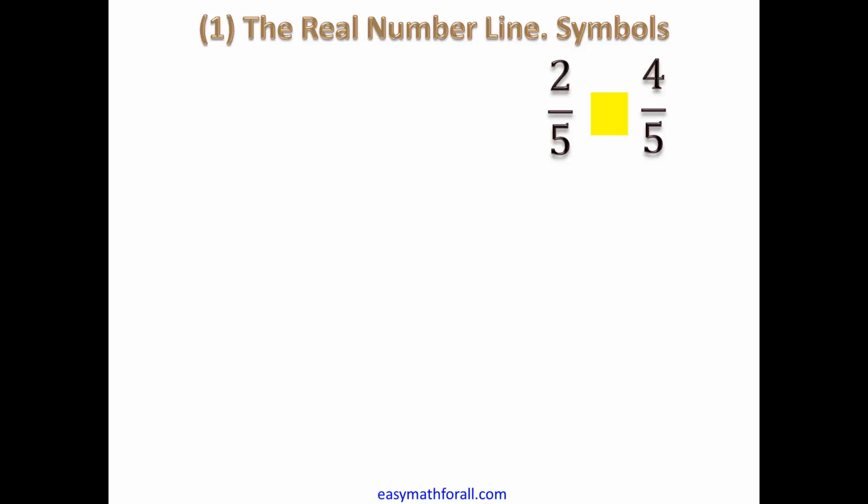Comparing fractions is simple when the denominators are the same. Let's look at this example. First fraction is 2 over 5 and second is 4 over 5. To answer your question about which fraction is larger, you just need to look at real number line.